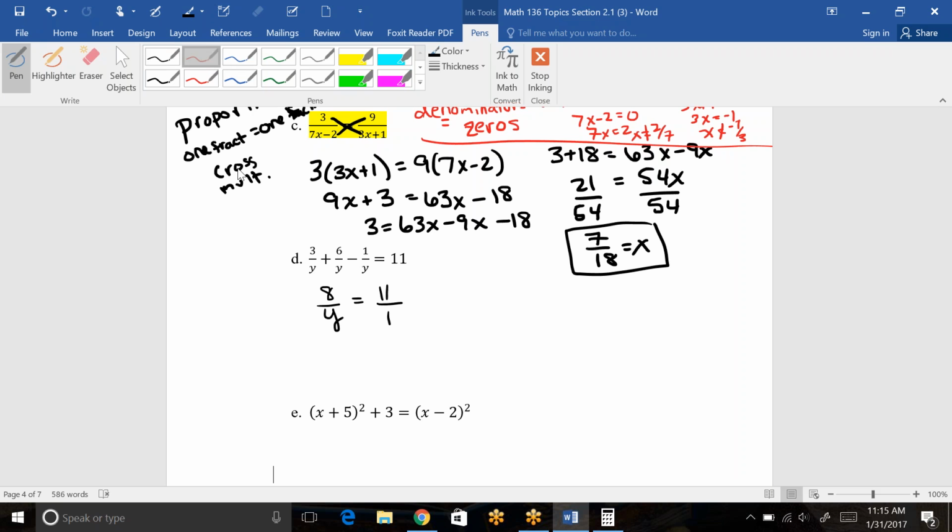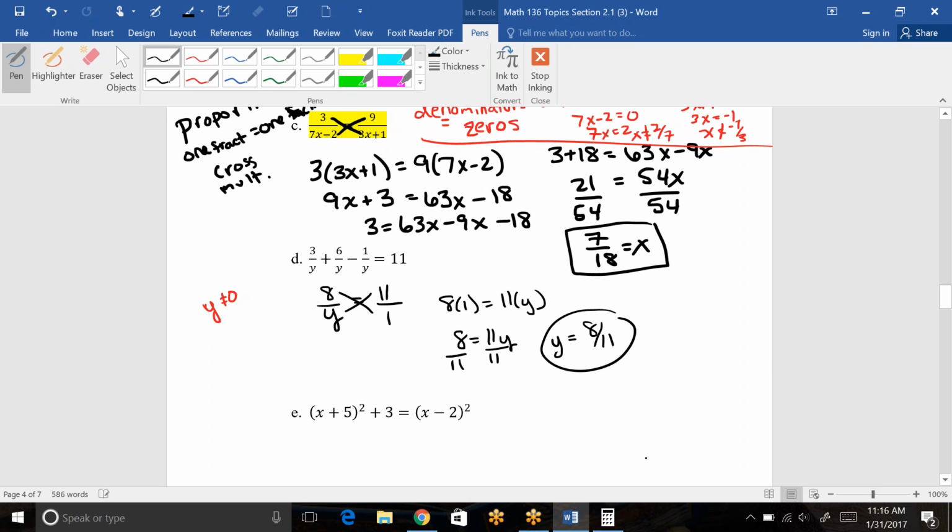By the way, before I go any further, y cannot equal 0 because you have a y in your denominator, and if it was 0, that would be undefined. So as long as our solution is not 0, we should be okay. If we cross multiply, we get 8 times 1 equals 11 times y. That's 8 equals 11y, and we divide by the 11 since it's connected to the y. And that is not 0, so we are okay.